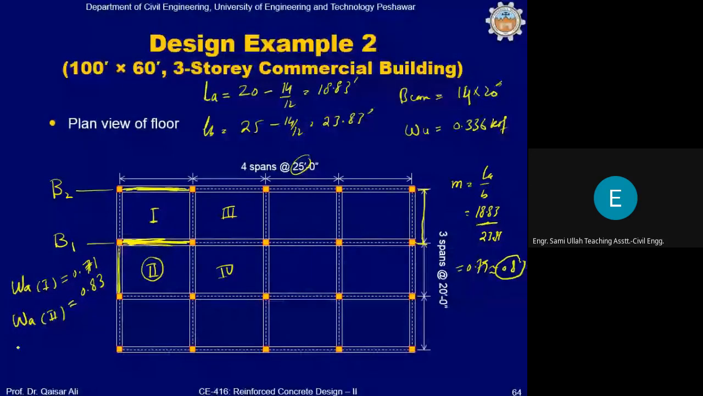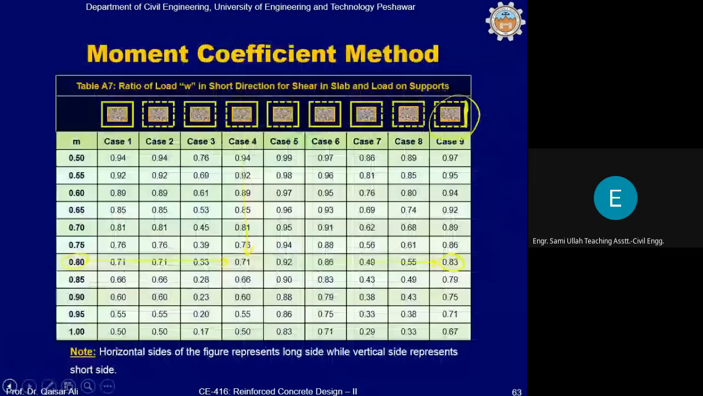चलिए पैनल 3 के लिए भी कैलकुलेट करते हैं. WA for panel 3. It is corresponding to which case? Case 8. So the value will be 0.55. Correct? Clear? Yes, sir. So it is 0.55.